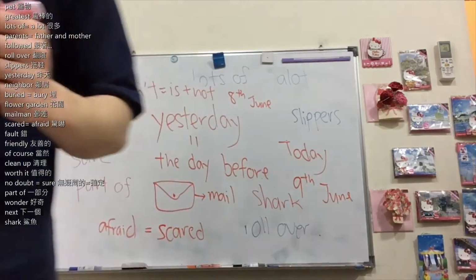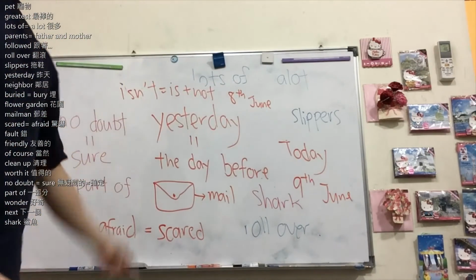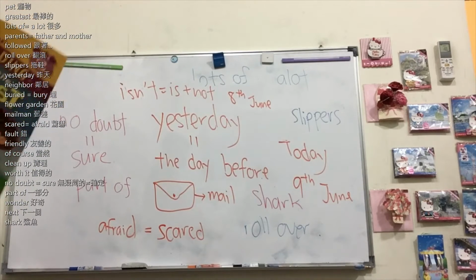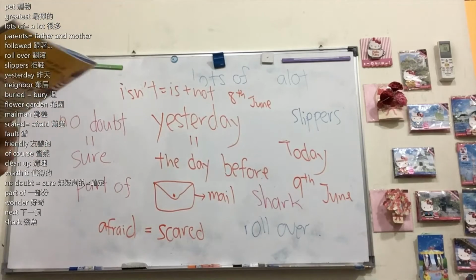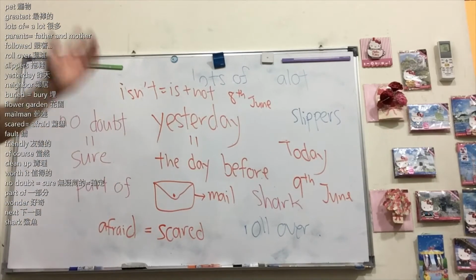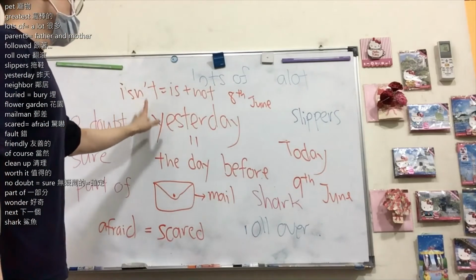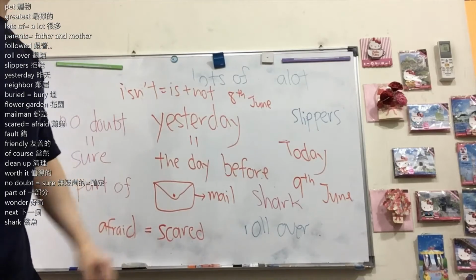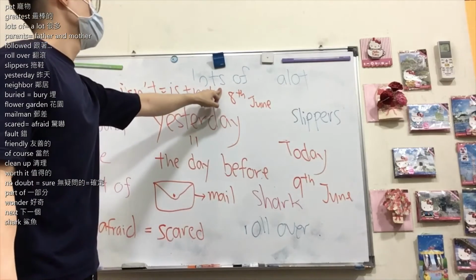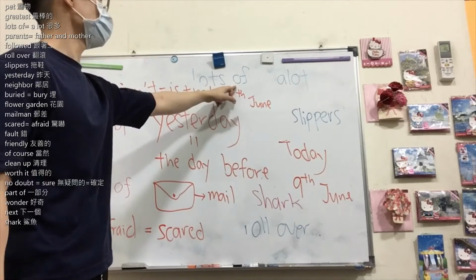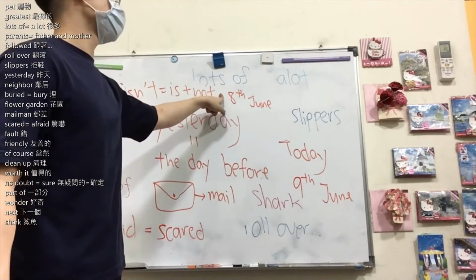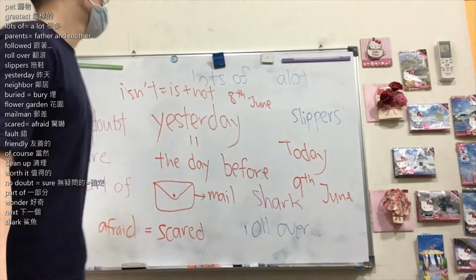Alright, so we have a lot of new words that we have learned today, right? So let's go through the new words and the phrases again. Let's start from here. We have lots of. And remember, when you say you have lots of, it has the same meaning as a lot. So lots of can also be called a lot.